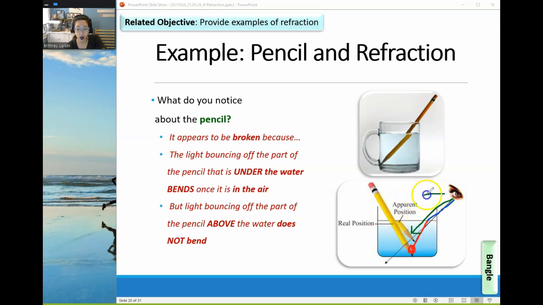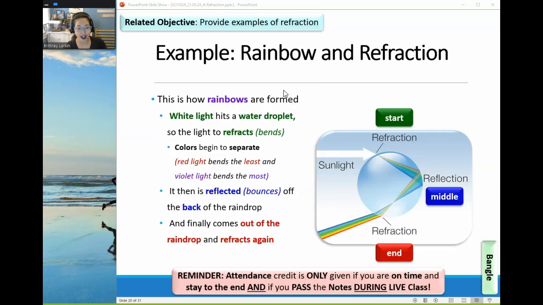On the other hand, your brain right here sees the pencil as it is because the pencil and your eye are in the same environment. And so this part does not appear to bend. So the result is we end up with the part underwater looking like it's bent, whereas the part above water looks normal. And so that is why your pencil appears broken. So another cool example of refraction, this time though with two different parts, one being refracted, the other one not.